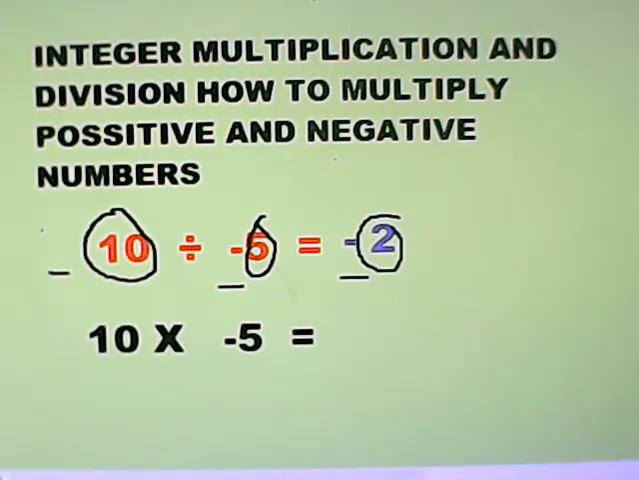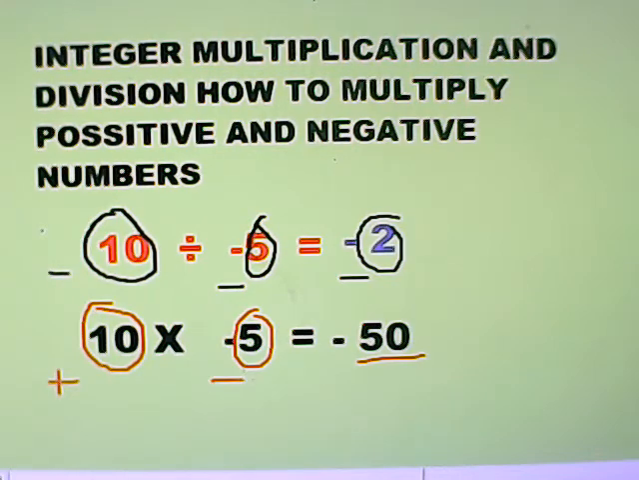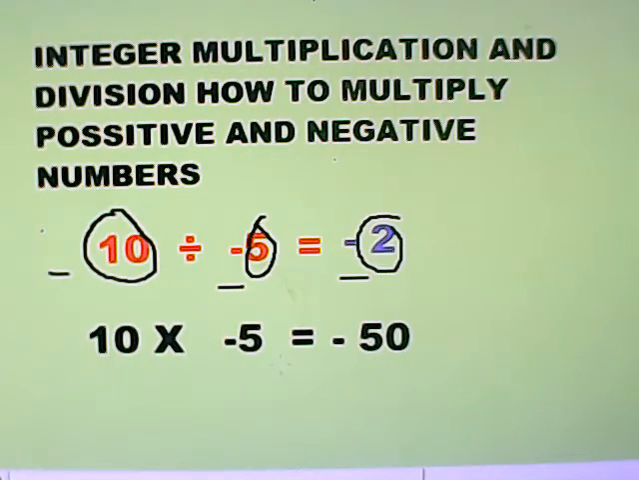Positive 10 multiplied by negative 5. The answer is negative 50. Why? All you have to do is just multiply 10 and 5. The answer is 50. And then the sign, because it is positive and negative, the answer is negative. So 10 times negative 5 equals negative 50.